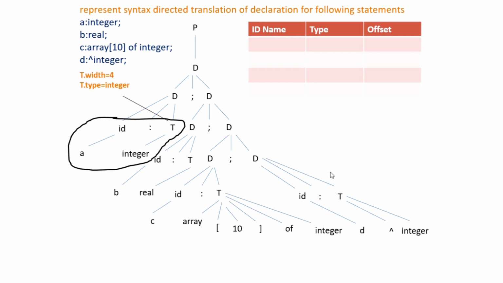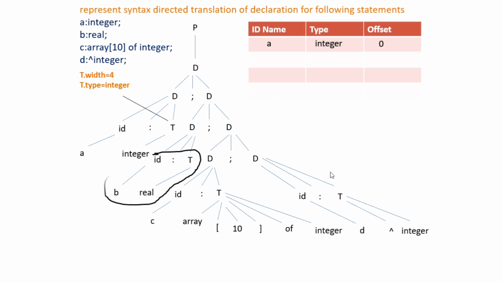So here the corresponding width of it is 4, because it is an integer, and the type is integer. Now we have to make an entry in the symbol table. So A is called a data variable and the data type is integer, then the offset is initially 0. Now we will come to the next one.